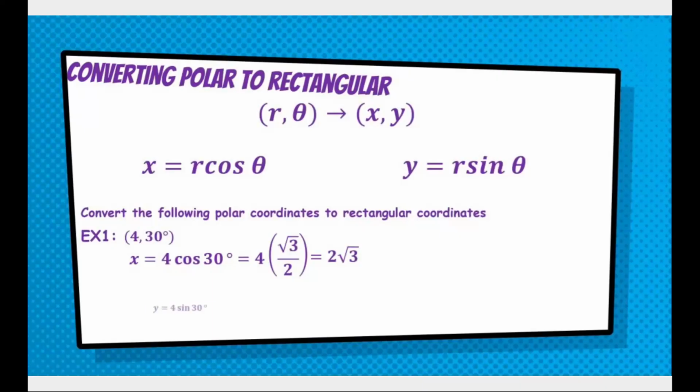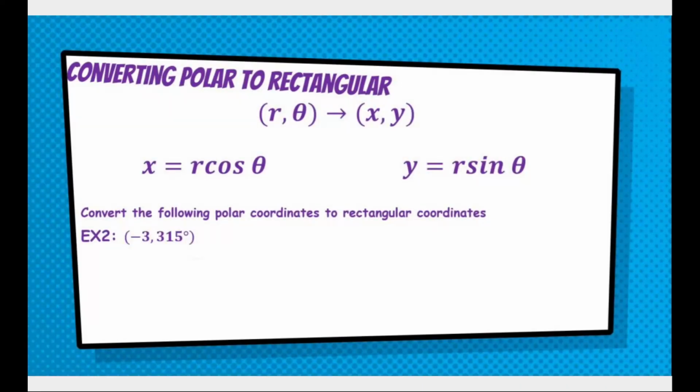But then we're going to do the same thing to find y. And y, the sine of 30 degrees is 1/2. So I'm left with 4 times 1/2, which is 2. So these are my rectangular coordinates. 2 square roots of 3, which is more than 2, right? That's a positive number, so I go over 2 square roots of 3 and then up 2. I'm in quadrant 1, just like my polar coordinates say I should be.